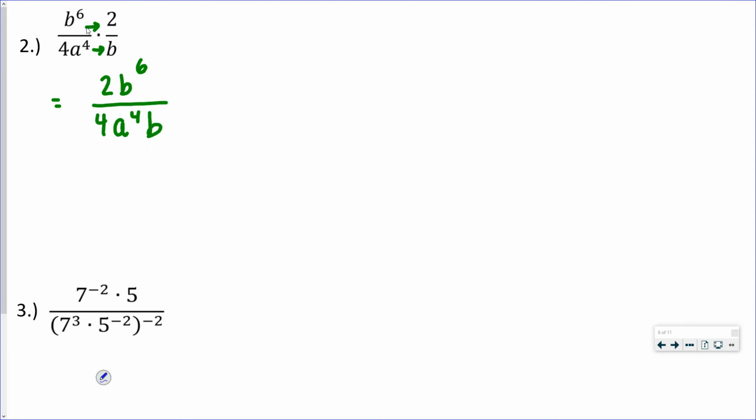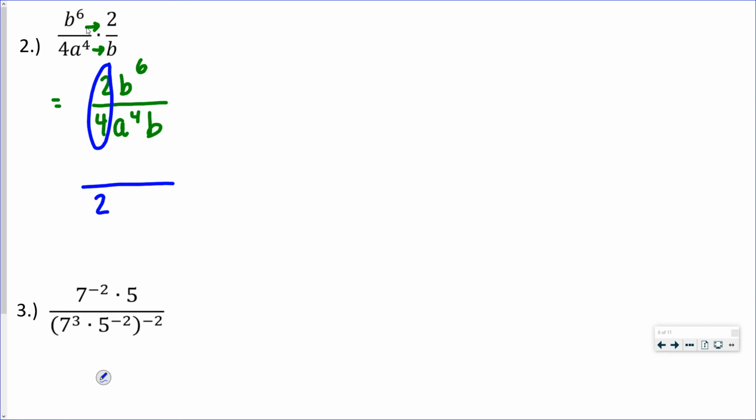Who can give me one reason why this is not simplified yet? Sydney: 2 b's. There's 2 b's. Another reason. Kayla? Fractions aren't simplified. 2/4 is not simplified, right? I usually do coefficients first, just because my brain works left to right. So that simplifies to 1/2. You don't need to write the 1 in front.